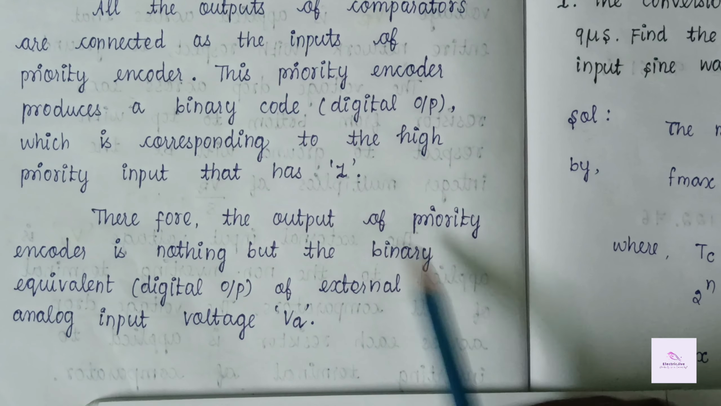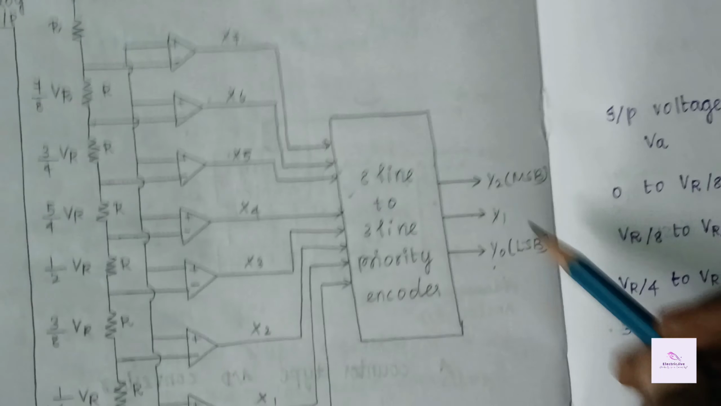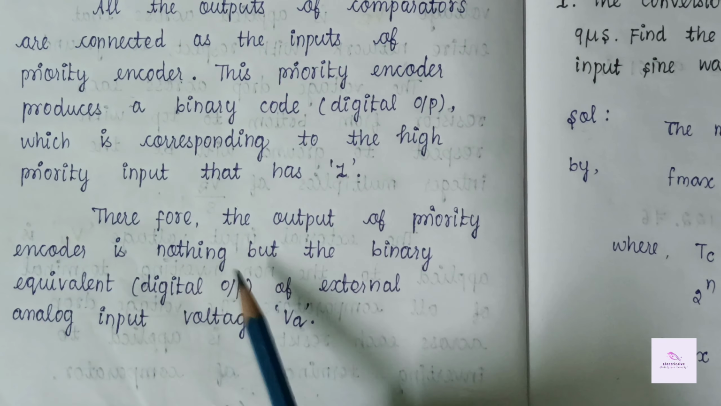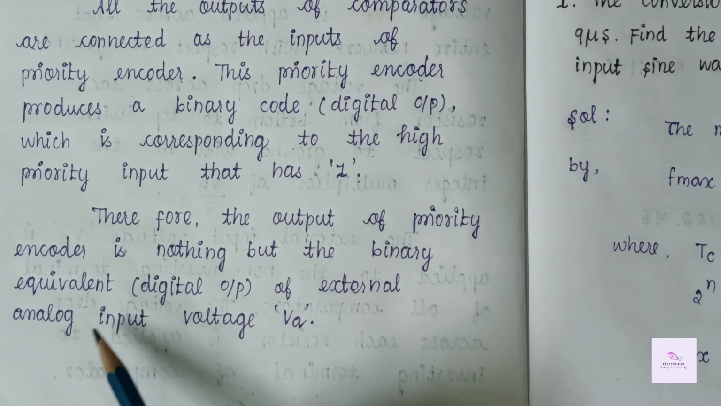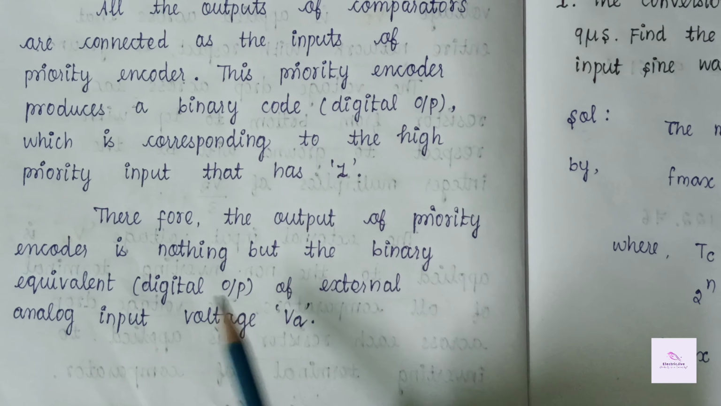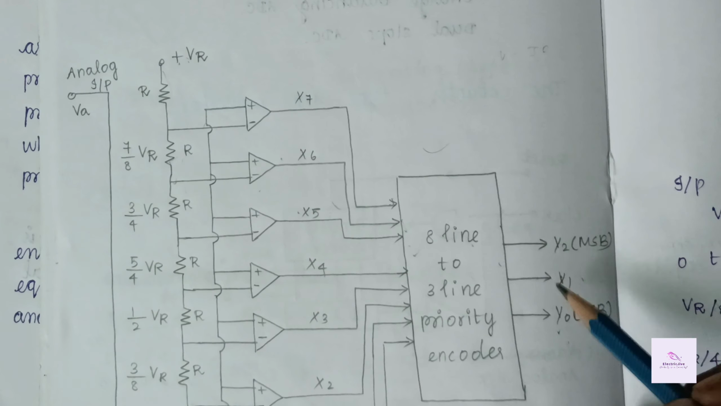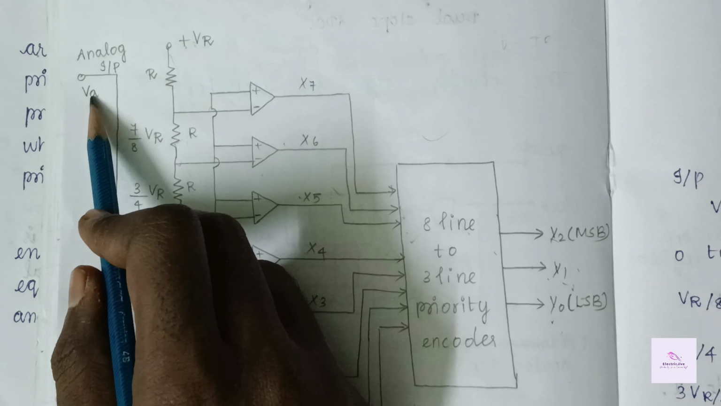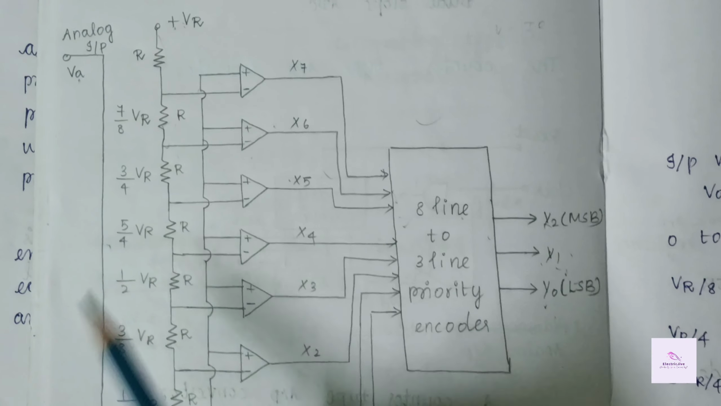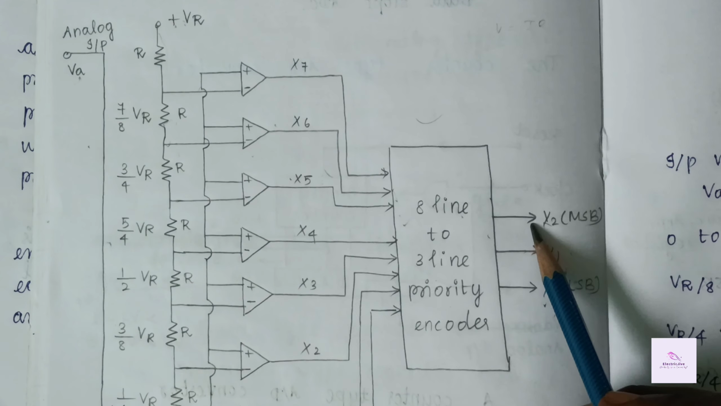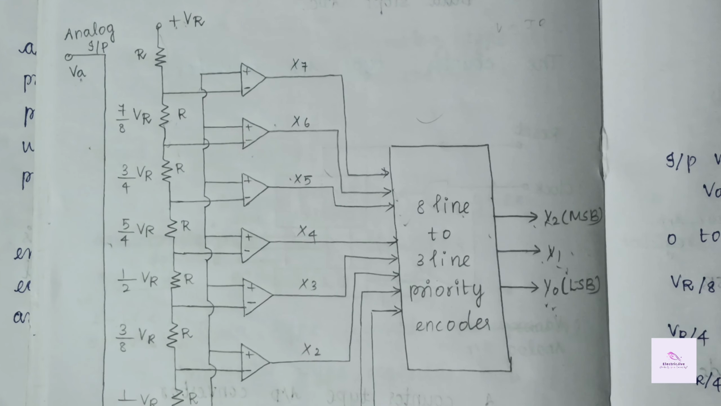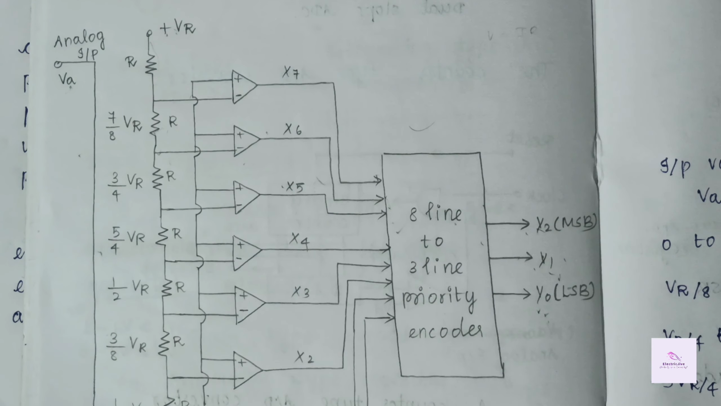The output of the priority encoder is nothing but the binary equivalent digital output of the external analog input voltage VA. This is the output for the analog input, and the priority encoder produces a digital output. This is the simple explanation of the flash type analog to digital converter.